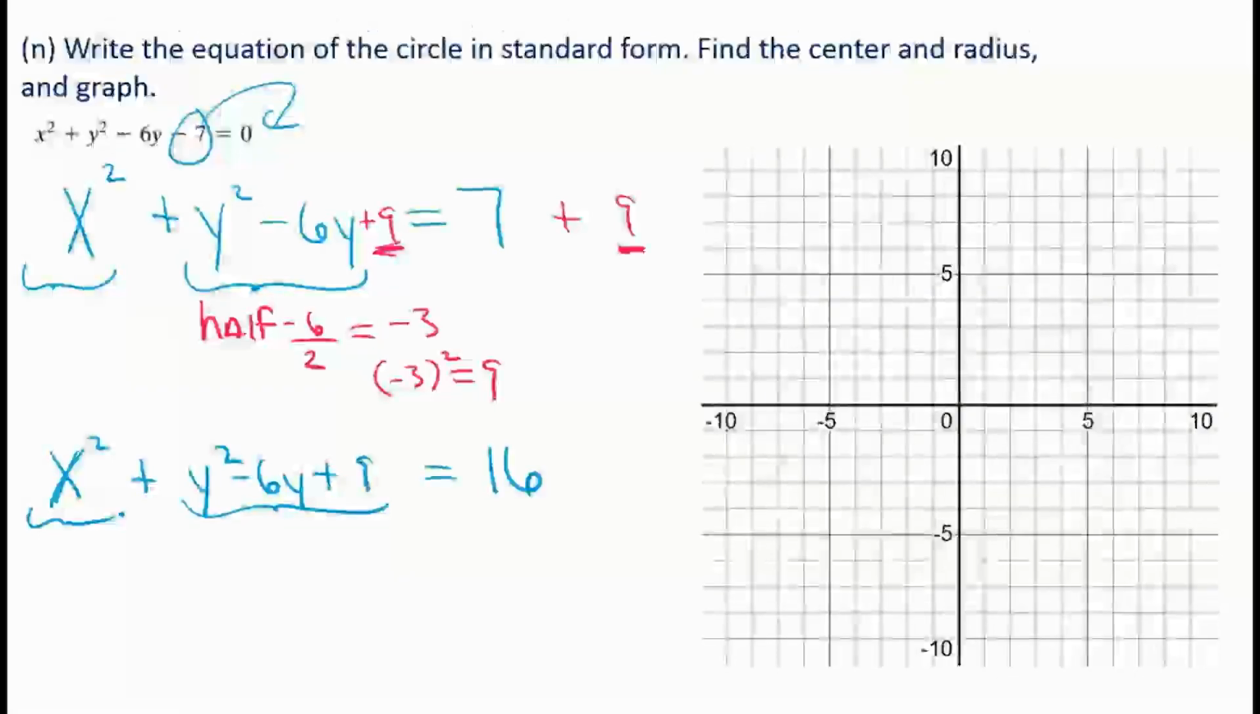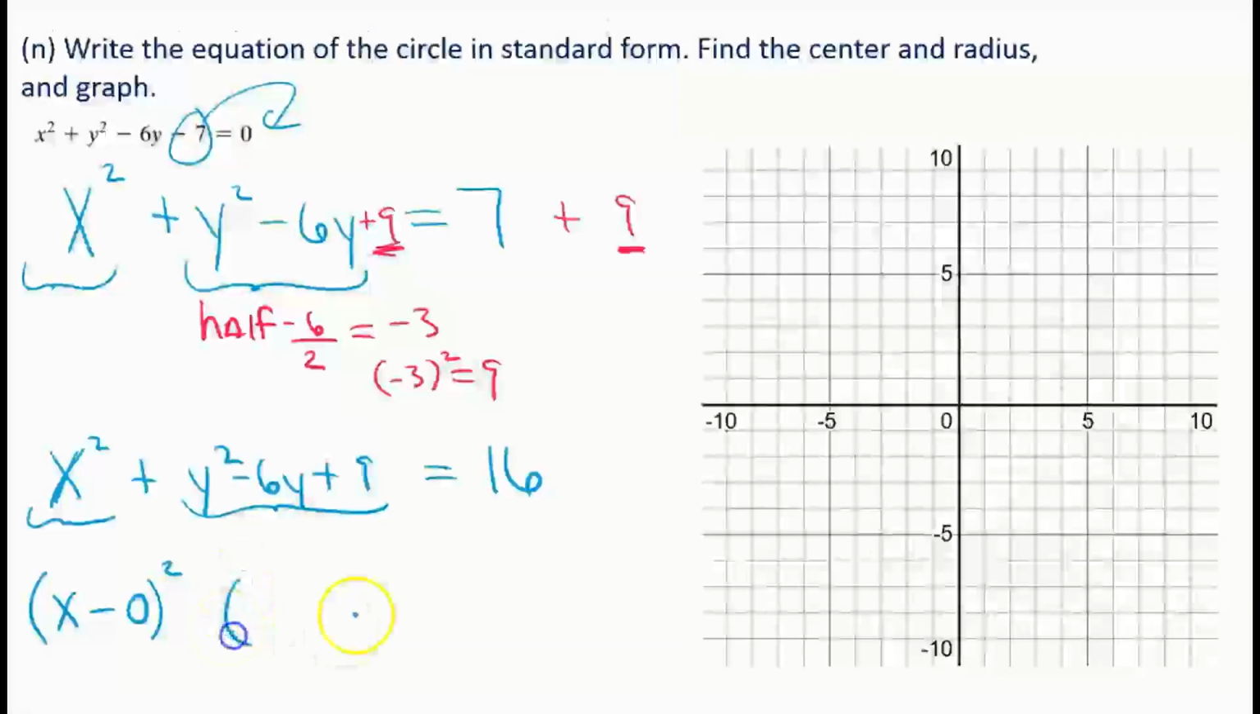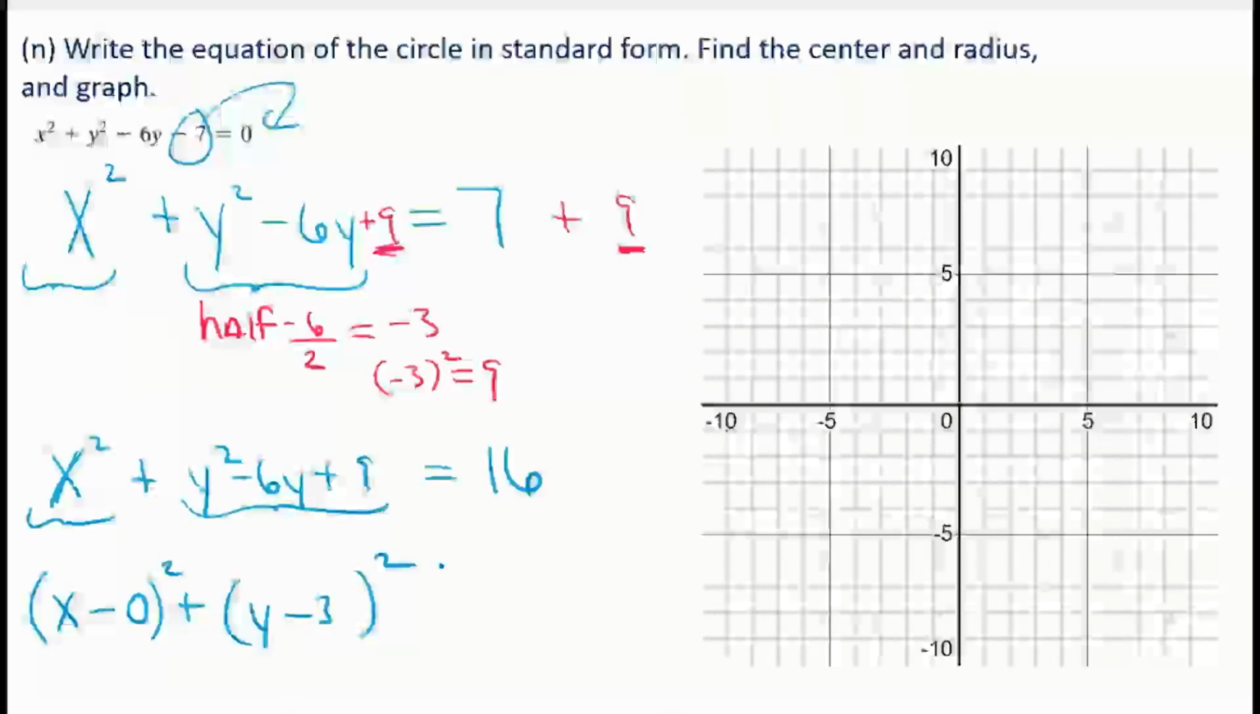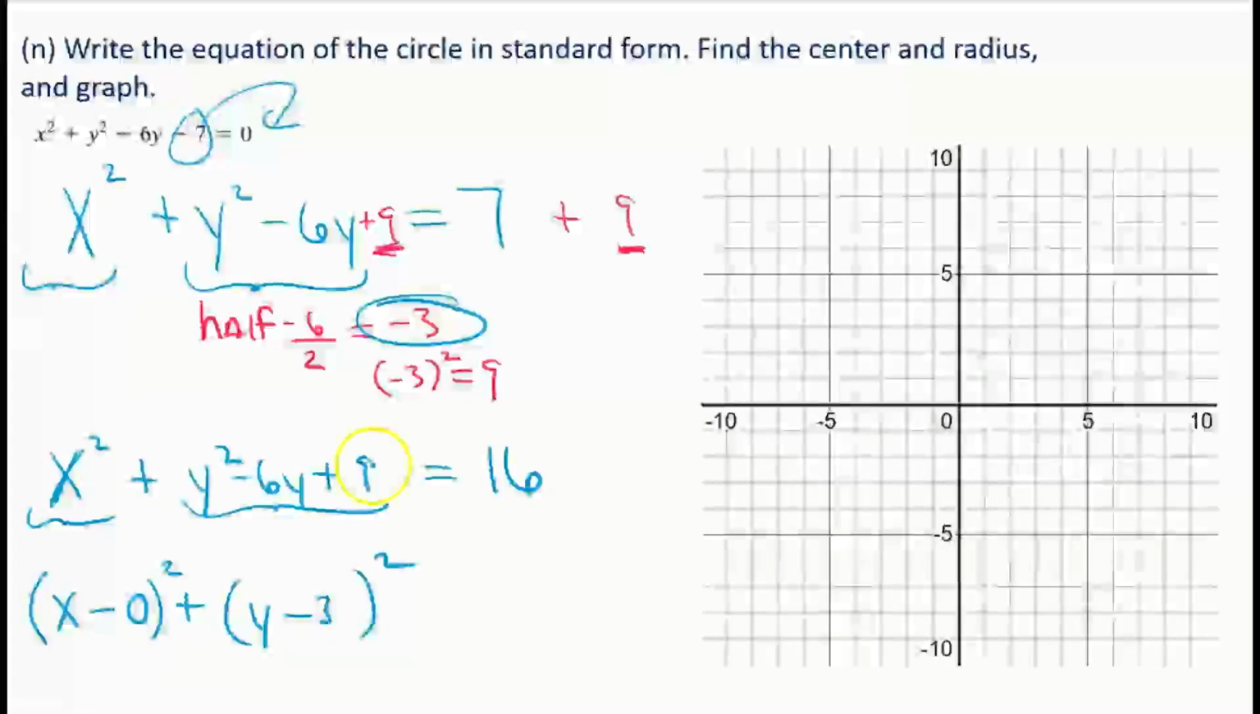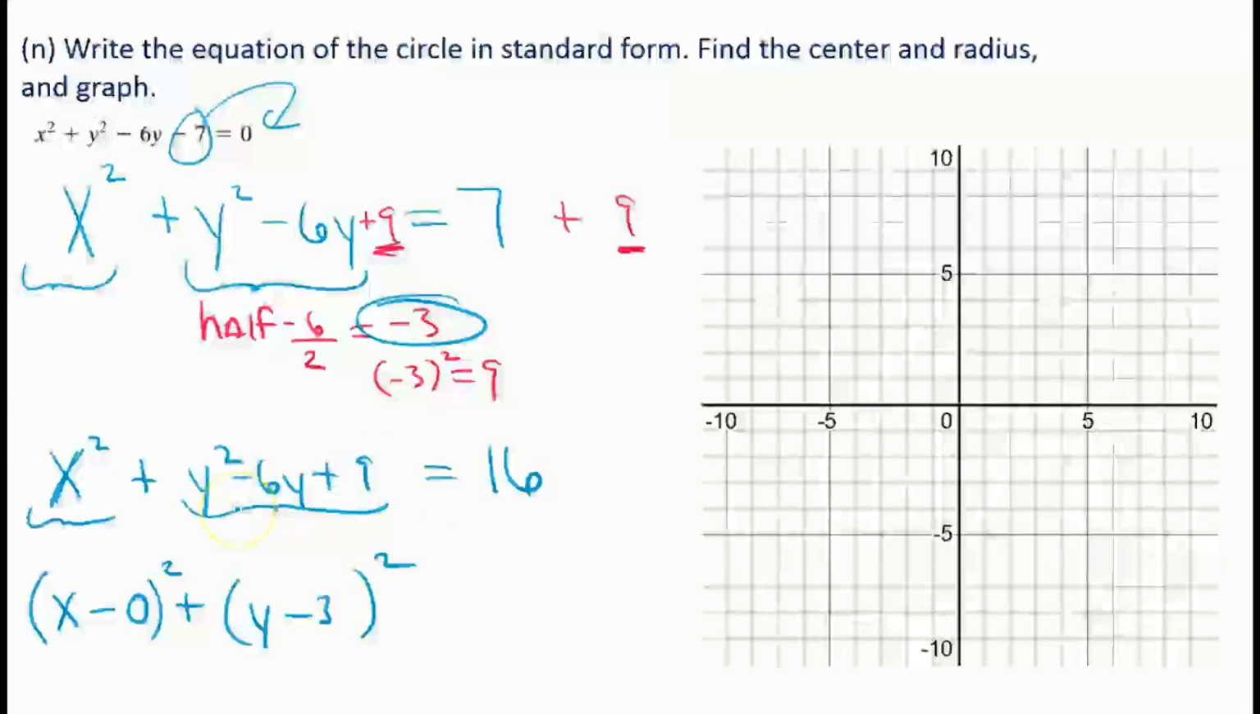Now if I write that in standard form, notice I'm not subtracting anything from the x. I could write that as x minus 0 squared. That's totally okay. There's a plus in the middle, by the way. This part I'm going to write as y minus 3 squared. Why am I doing that? Because remember, it's your half number that goes right here when it's factored. Or you can imagine what multiplies to be 9 and adds to be -6. That's also -3, squared, equals 16.